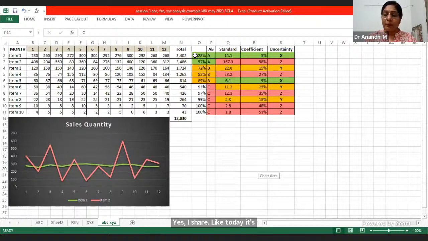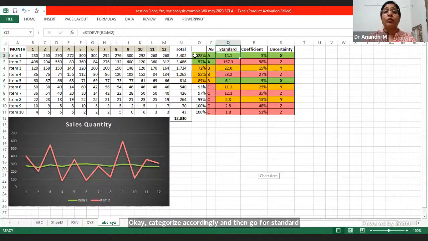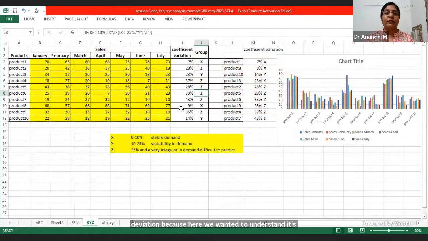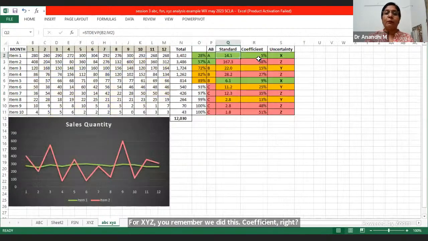Right? So do the ABC classification first. Categorize accordingly, and then go for standard deviation, because here we wanted to understand XYZ. For XYZ, you remember we did the coefficient of variation. What is the variability in demand that we are bringing in here? So for that product category, maybe item 1 falls under the A category and also has regular demand.